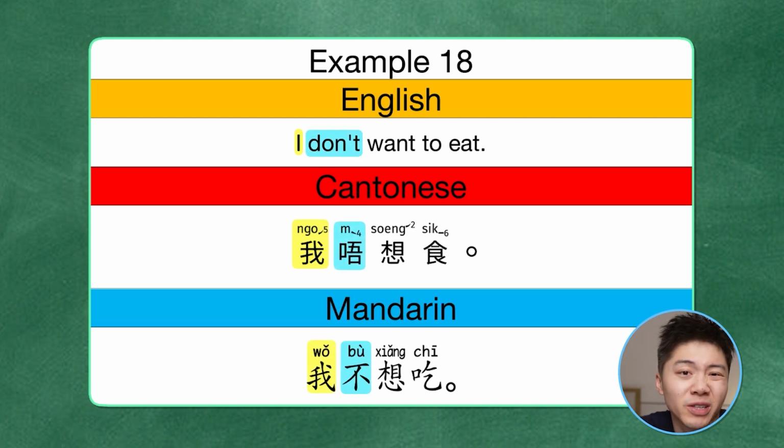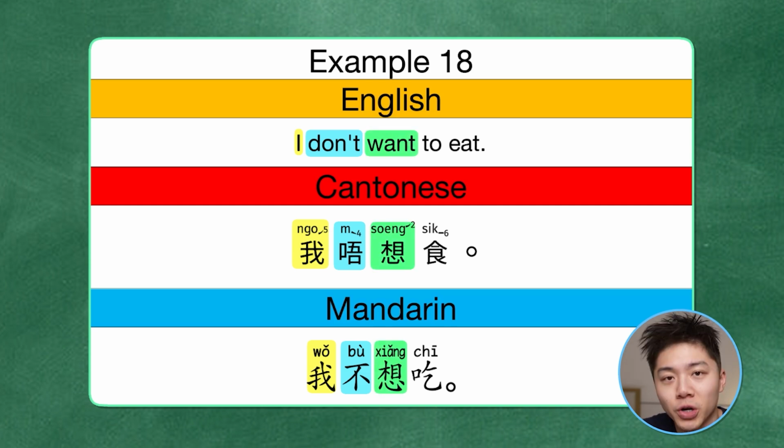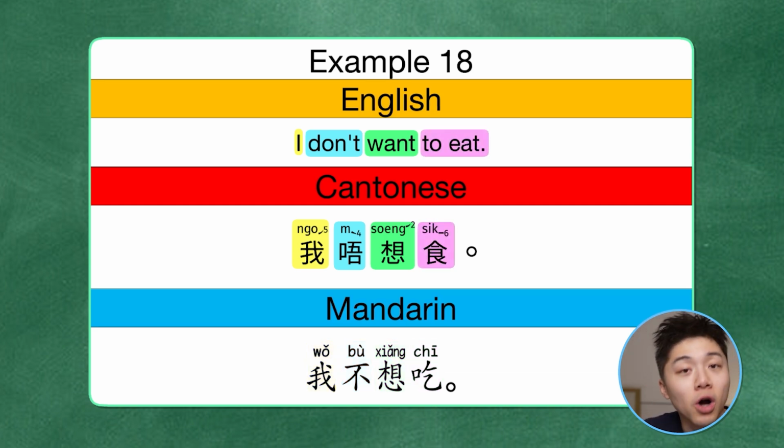Just different words in different languages, but same grammar structure. 想 means to want. In Mandarin, 想. No want means I don't want. And then in Cantonese, for the word to eat, we use 食. In Mandarin, we say 吃. Different characters, but same meaning. So 我唔想食. In Mandarin, 我不想吃.